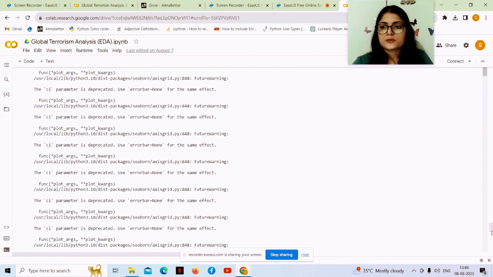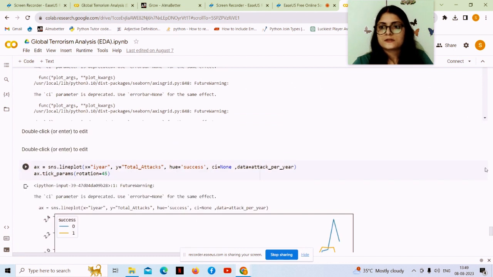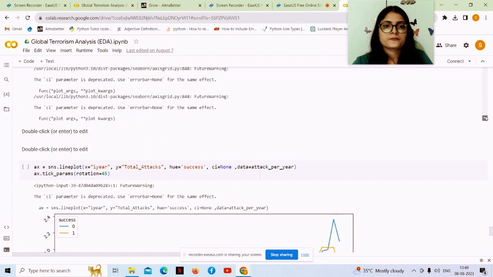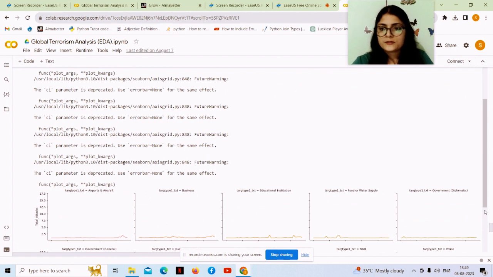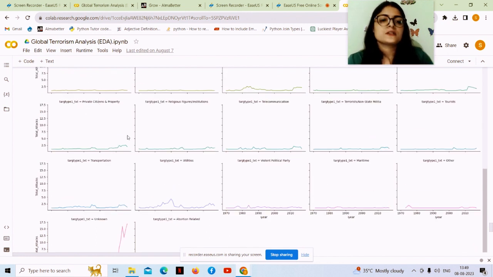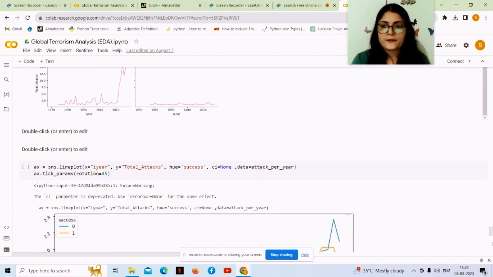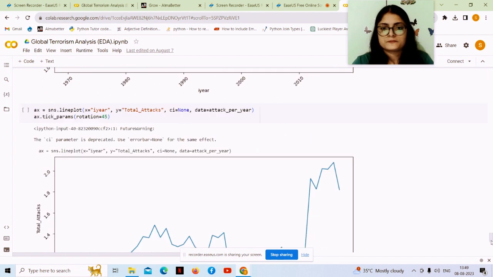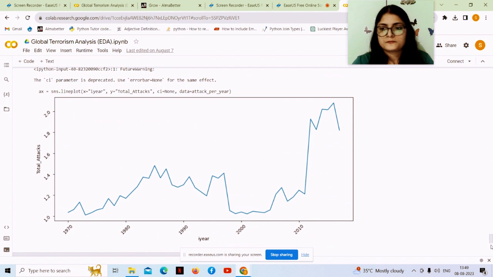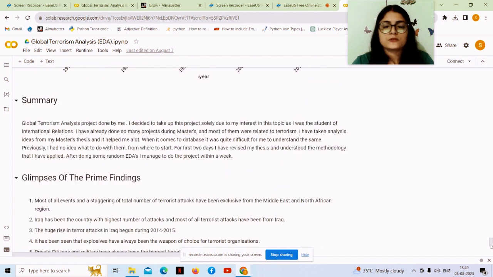And in this one, the most frequent types of targets of terrorists are airport, aircraft, business, educational institutions, private citizens and property. This graph is showing the total attacks and the successful terrorist attacks. And this is showing those where the attack was not successful in the area over the years.